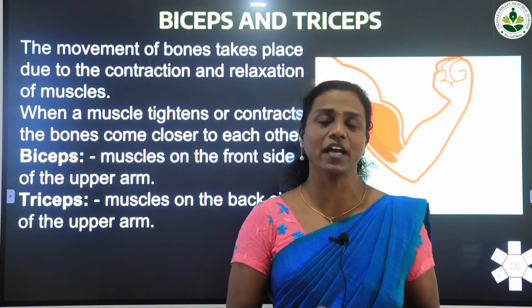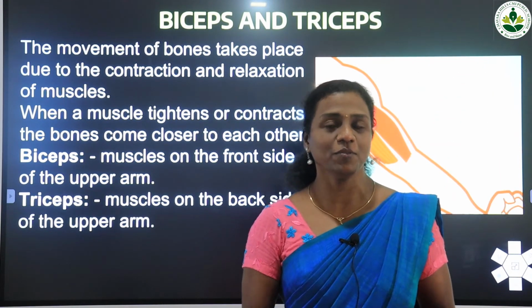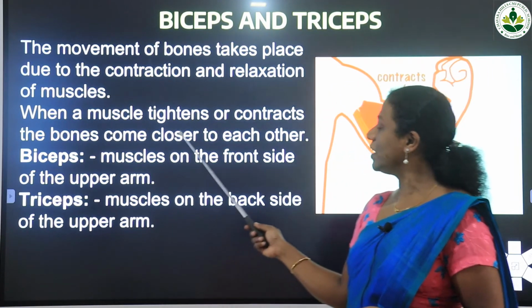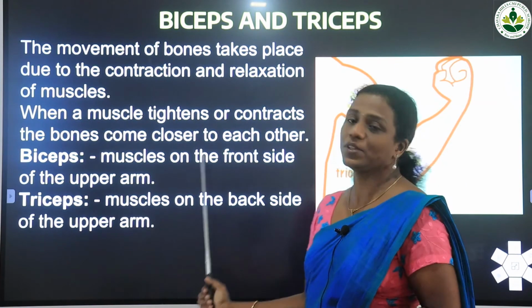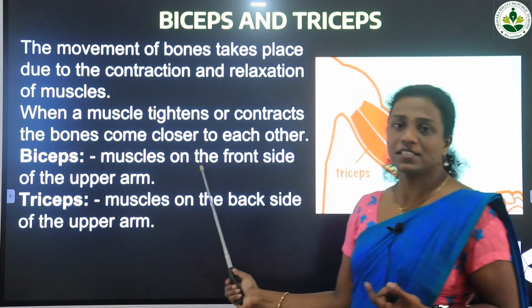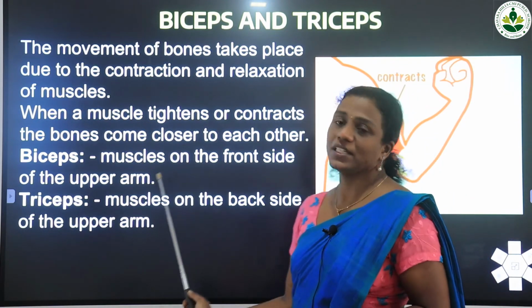So because of contraction and relaxation of muscles, we can make different kinds of body movements. So now we can check. When a muscle tightens or contracts, the bones come close to each other.